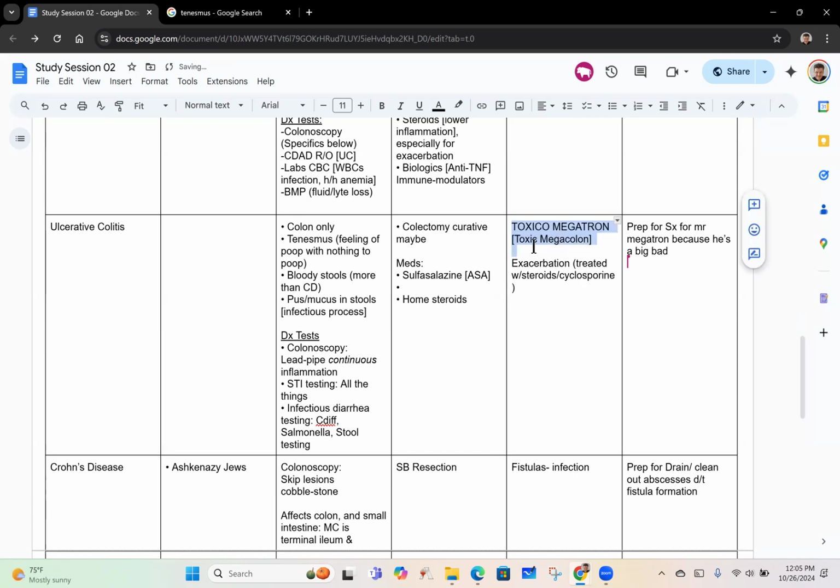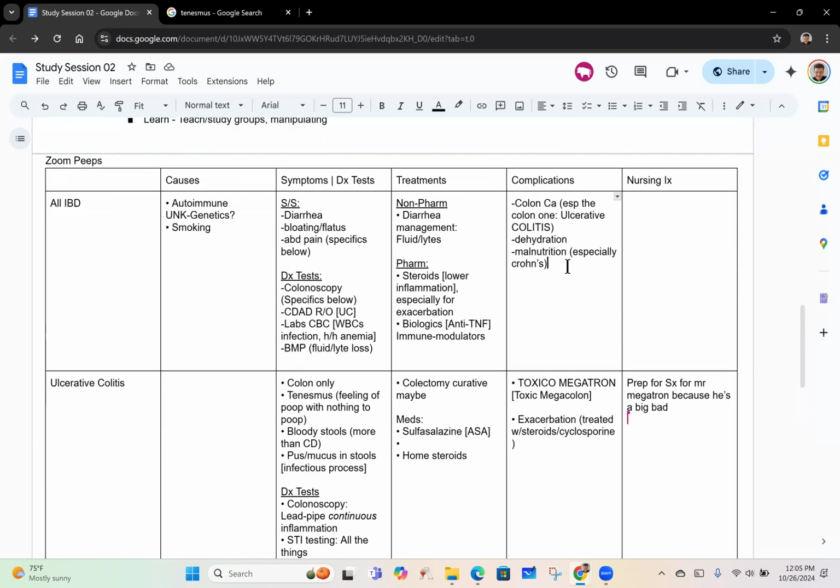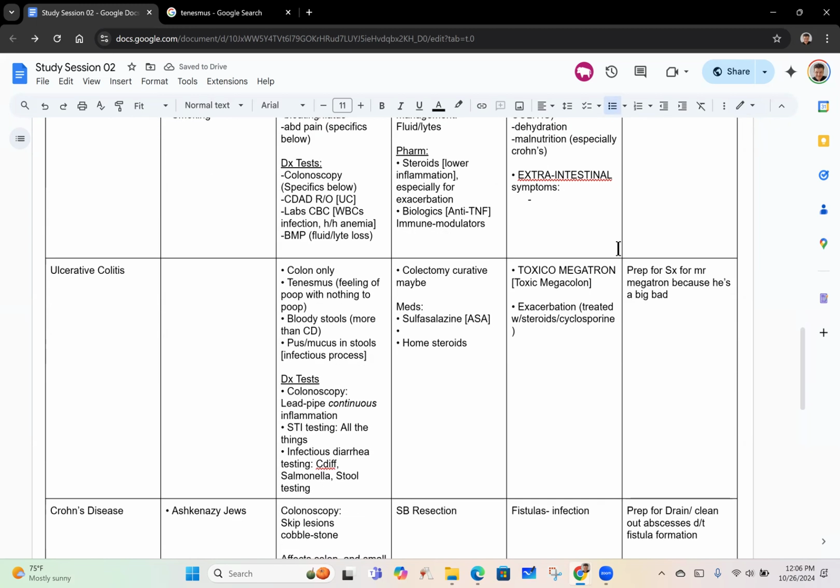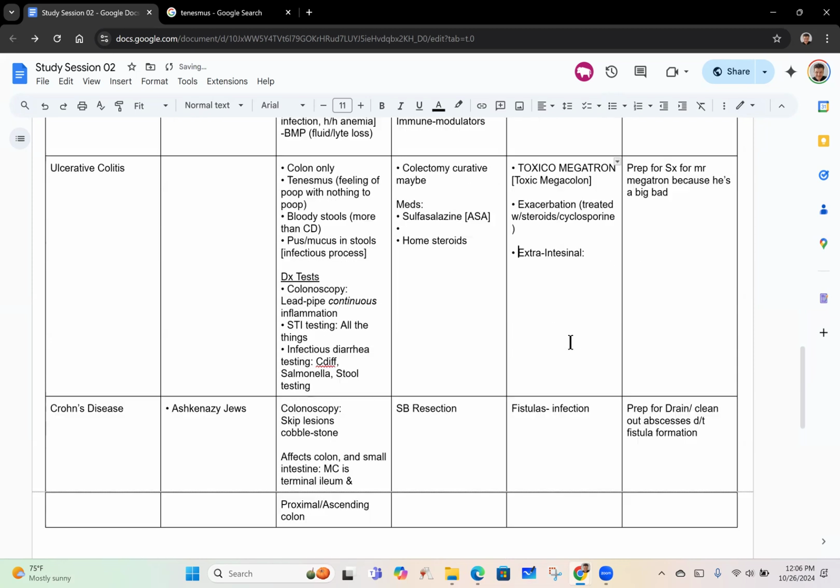But a big complication is toxic megacolon, right? Again, exacerbation, but also, let's put that up here. We get, let's put this extra what? Extra colon, extra intestinal symptoms, right? Right, of which there are several, right? So there are several, you just got to know which ones are different, right? So extra intestinal down here. What's different about this one, right? Versus the one down here too.